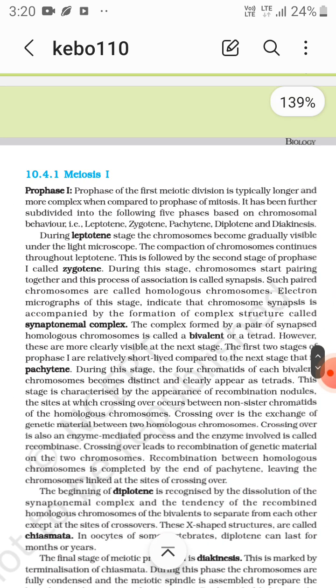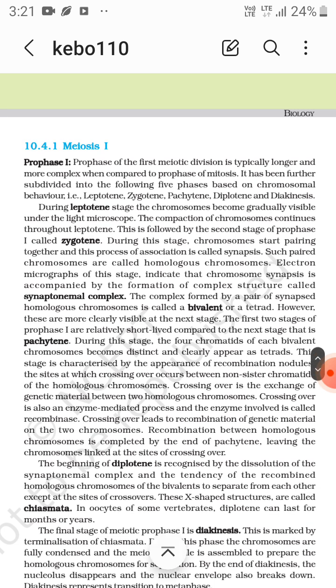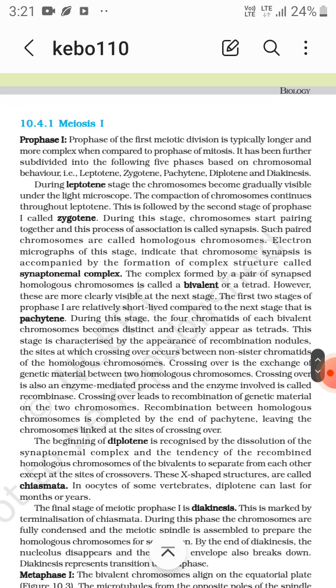Now meiosis 1, prophase 1. Prophase of the first meiotic division is typically longer and more complex when compared to prophase of mitosis. It has been further subdivided into 5 phases based on the chromosomal behavior.